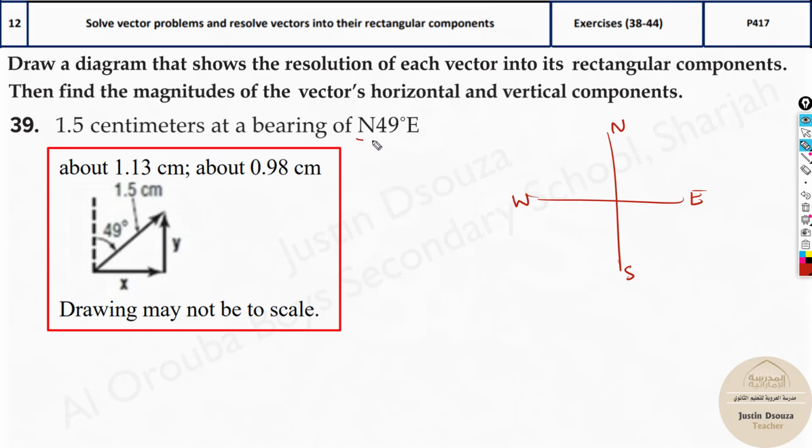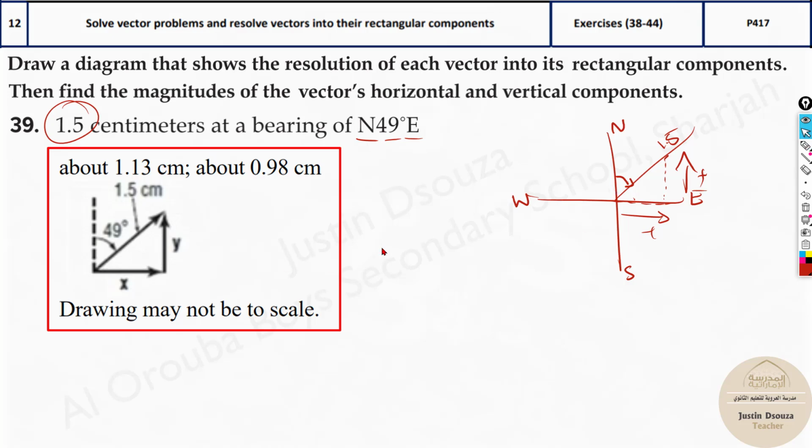Now here when they tell you north 49 degrees east, N stands for north and E stands for east. So you need to start from the north and draw 49 degrees from here towards the east. So this much would be 90, so 49 is somewhere in the middle. That's how we draw it. And then we know the magnitude over here is 1.5. Now we can easily find the vertical and the horizontal components. Here when you do it in the calculator, both will be positive itself. Why? Because it's to the right and up, both are plus and plus.